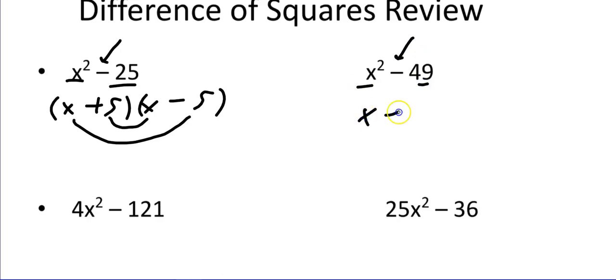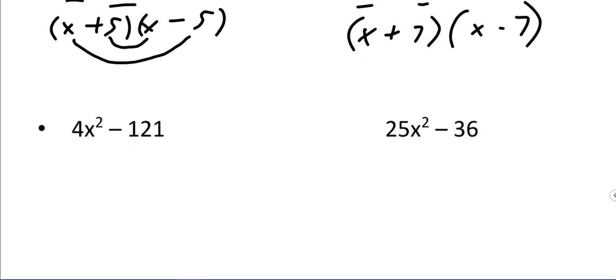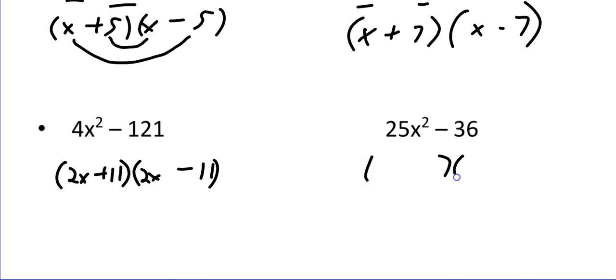All right, so that's going to give me x plus 7 and x minus 7. In this case here, still bigger numbers, but 4 and 121 are perfect squares. 2 and 11. So 2x, 2x, 1 plus, 1 minus. And then right here, 25 and 36 are perfect squares. So 5x, 5x, square root of 36, 1 positive, 1 negative, and that's it.